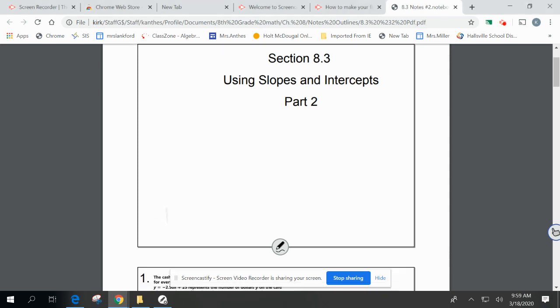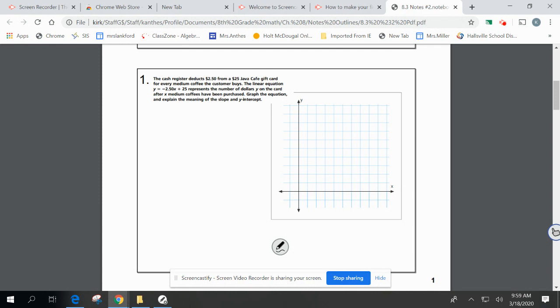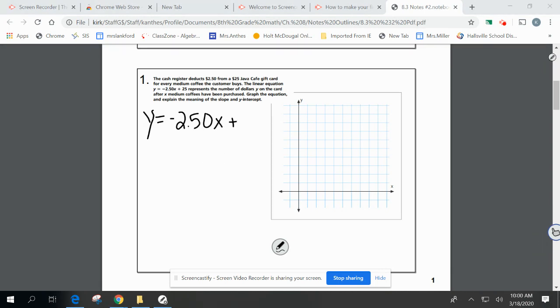8.3 part 2. So here we have an equation set up for a cash register deducting $2.50 from a $25 Java Cafe gift card for every medium coffee the customer buys. So here is the equation representing that: y equals negative 2.50x plus 25. We need to set up an XY chart and graph the equation.